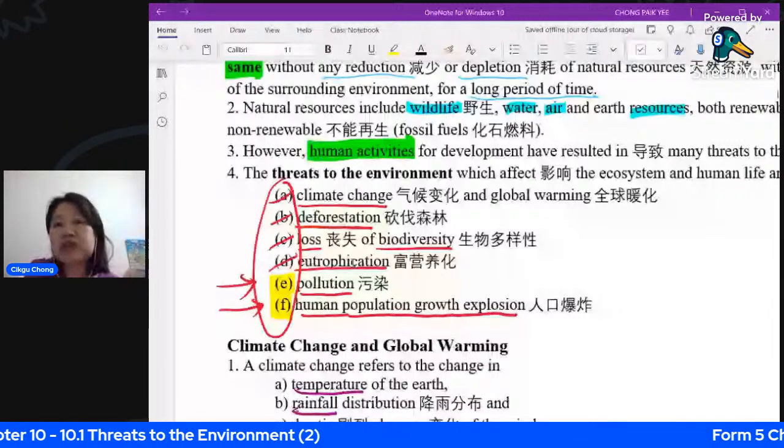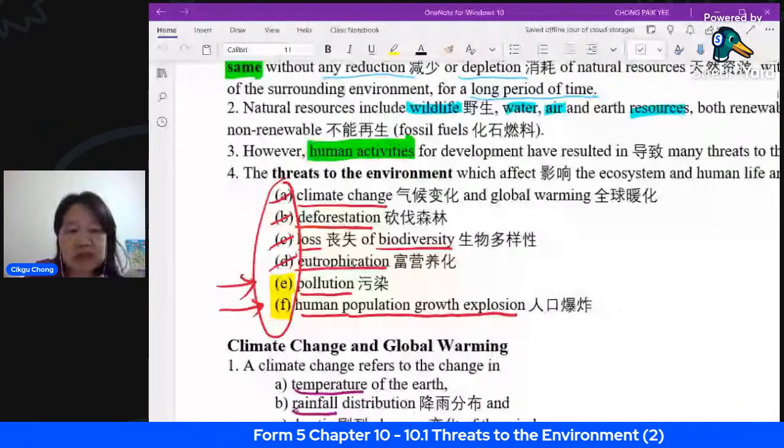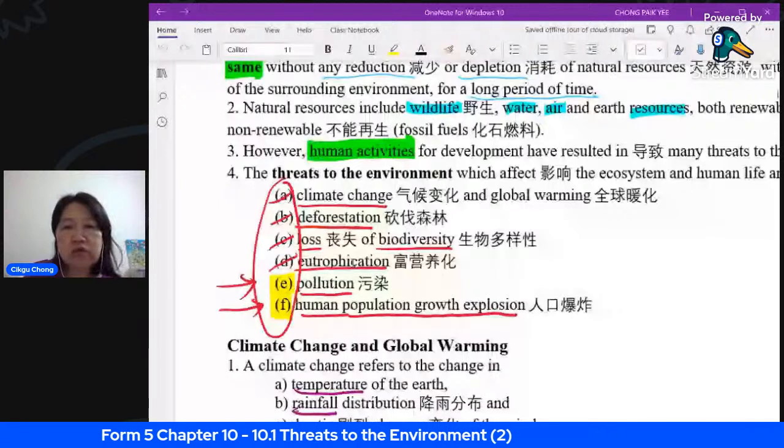But when you have human intervention, when you have too much activity, and humans usually produce a lot of waste, that overpowers the natural healing process of the earth.